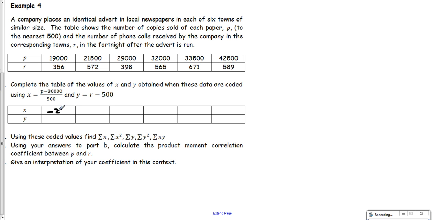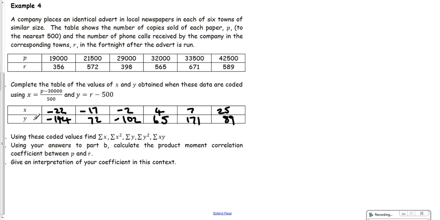So if you've done that, see if you get the same values that I'm putting into the table here. Minus 17, 72, minus 2, minus 102, 4, 65, 7, 171, and 25 and 89. So they're the coded values. We're going to work out a correlation coefficient now using these values, x and y.